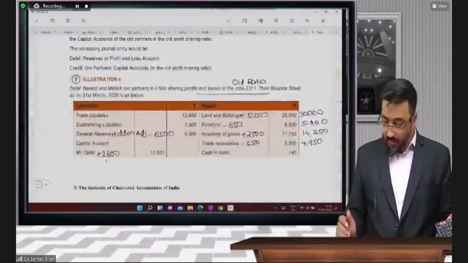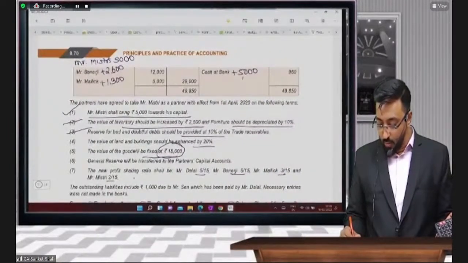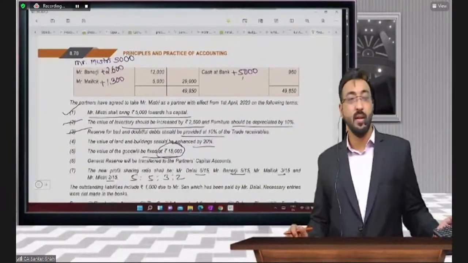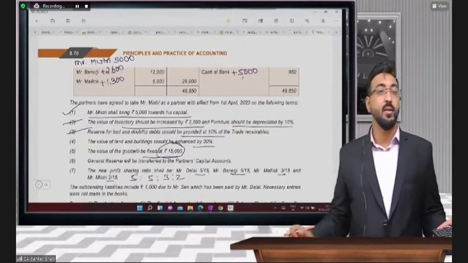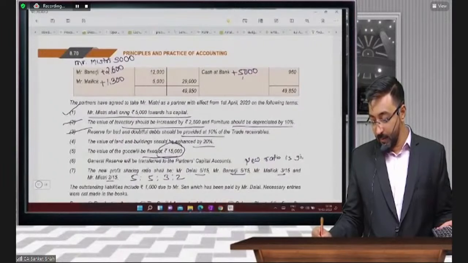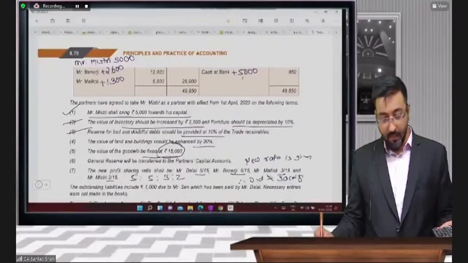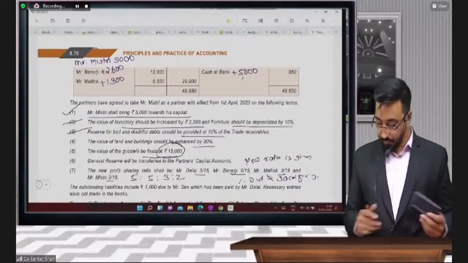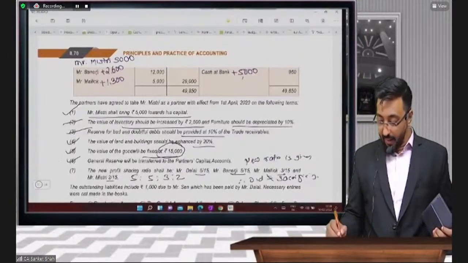Old ratio is given as 2:1 and new ratio is 5:3:2, so 5:5:3:2. What we'll do is raise goodwill and write off goodwill. That will be the easiest technique, because the new ratio is given, therefore we don't need the sacrificing ratio. So tell me how much you are going to add. Raise plus write off will be easy.